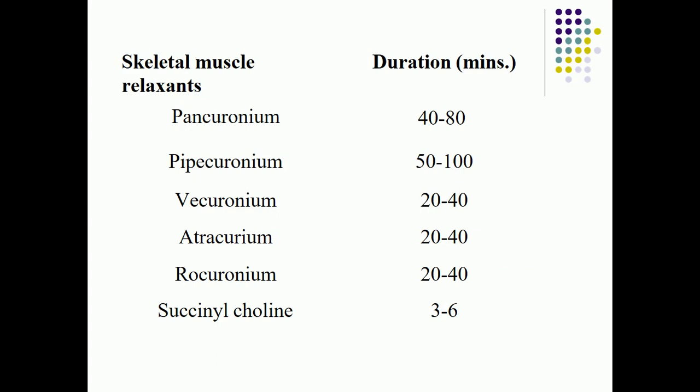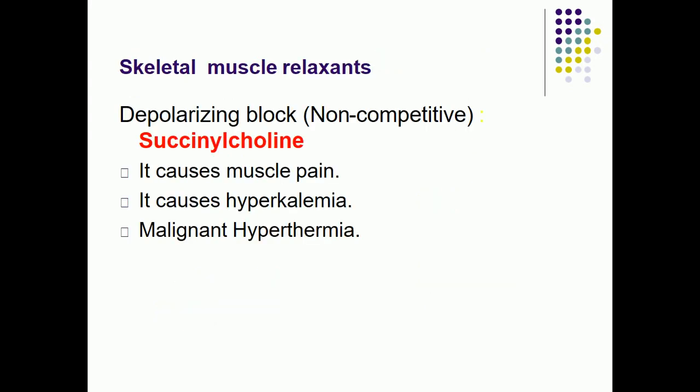These are the skeletal muscle relaxants given here in the table, along with their durations, like Pancuronium. Its normal duration is 40 to 80 minutes. Pancuronium is 50 to 100 minutes. Butyrylcholinesterase is almost 20 to 40 minutes. Acetylcholine's normal duration of action is 20 to 40 minutes, once it starts its pharmacological action. Rocuronium is 20 to 40 minutes. Succinylcholine is 3 to 6 minutes.